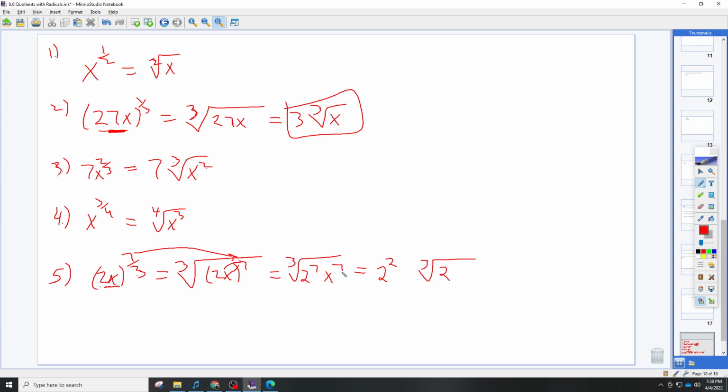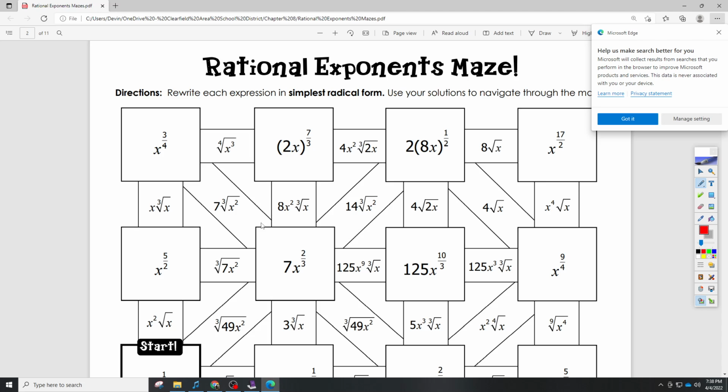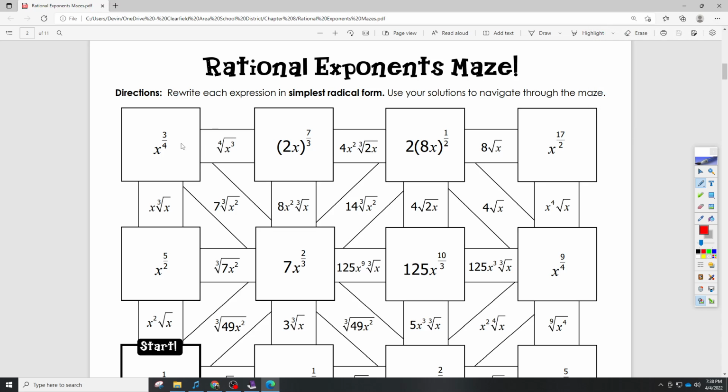And how about the x's? 3 goes into 7 2 times as well. So we have x squared out there, and 1 left over. So it looks like we're going to get 2 squared, which is 4x squared, times the cube root of 2x. Okay, 4x squared, which would be this one here, times the cube root of 2x.